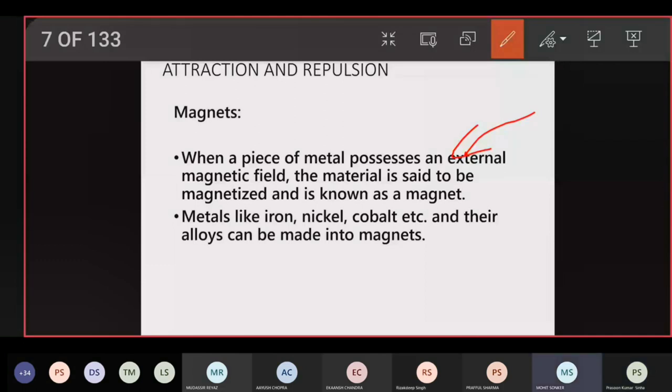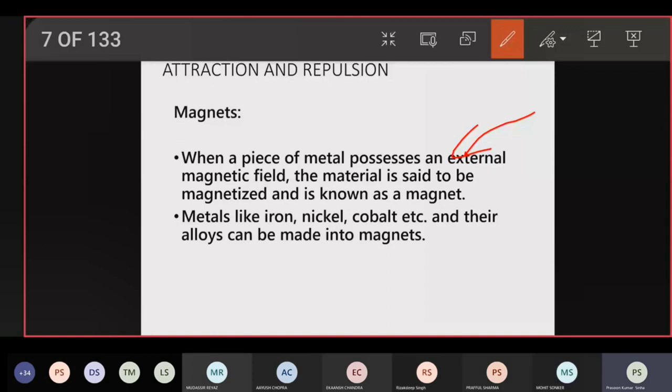Sir, when a ferromagnetic material is under a foreign magnetic field, or a magnet, or from a solenoid current, the magnetic field induced by a solenoid current, then there is a permanent magnetism found in those ferromagnetic material. Okay, you complicated it.